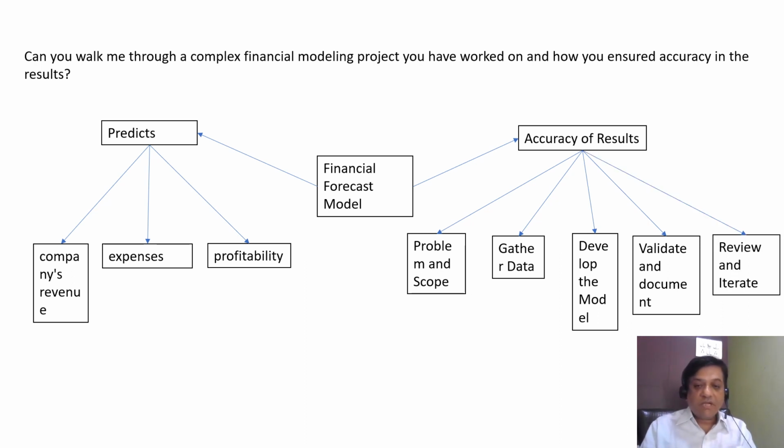And the final one will be review and iterate. Once you collect all the data, review the results regularly and iterate as necessary. This includes reviewing the model's input, output, assumptions, and incorporating new data as it becomes available. Once you do all these steps, this will really help you to get accuracy in your results.